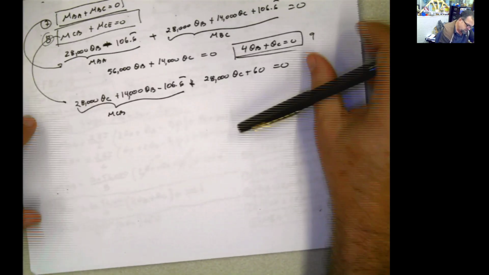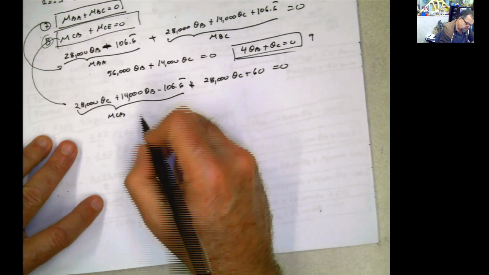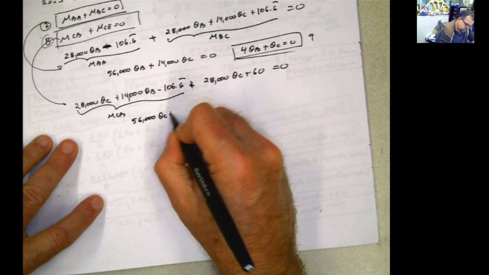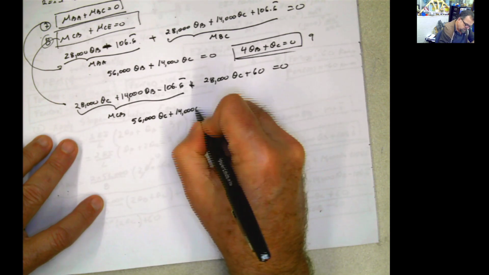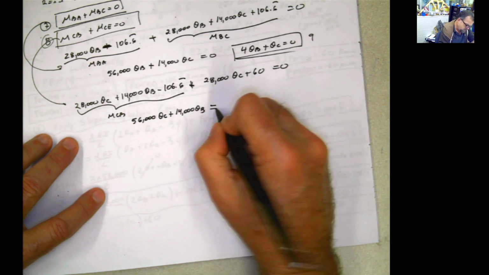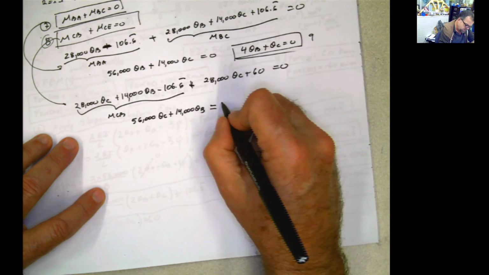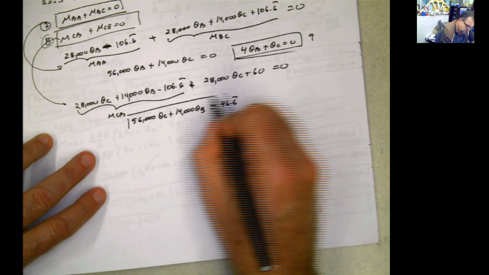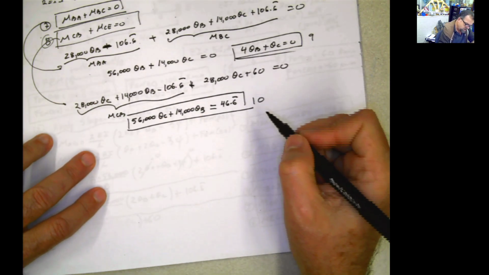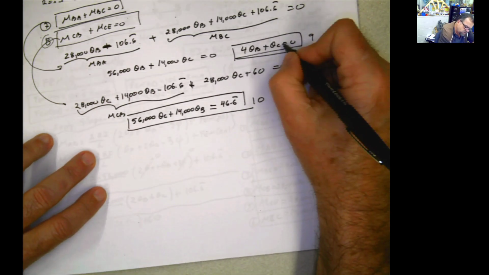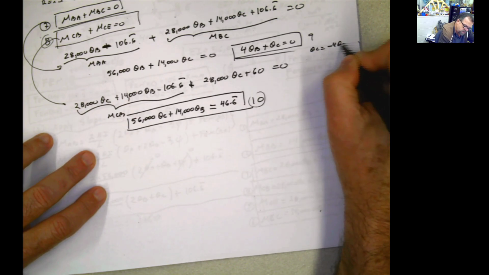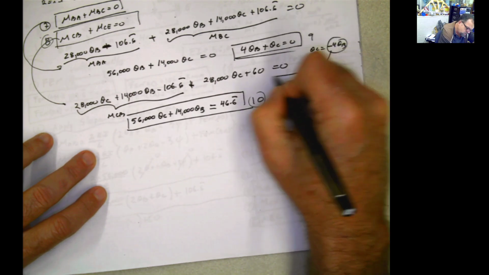And now we can work this, and then I have 56,000 theta C plus 14,000 theta B equals, if I pass this to the other side, 46.6. I can divide it if I want to, but I don't want to. I'm going to call this equation 10. Then you can substitute here, saying that theta C is negative 4 theta B, and then you put this into here.